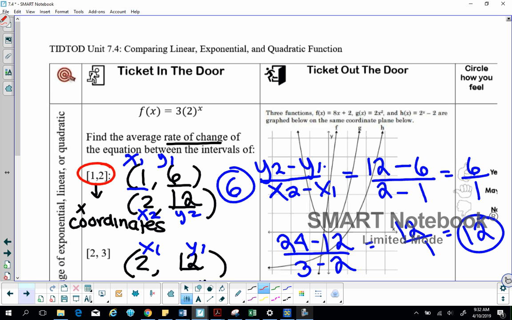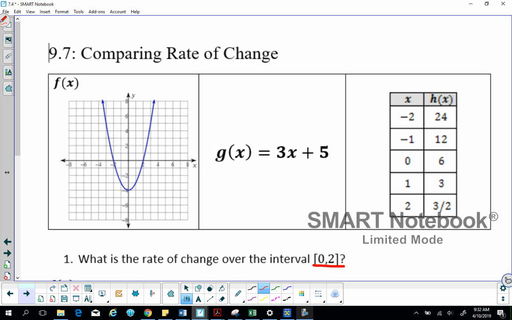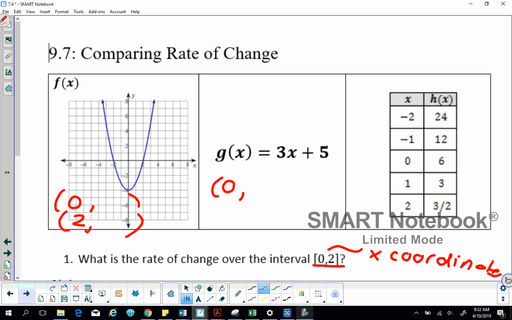The x coordinates. So this interval right here means over these x coordinates. I don't want you guys to get confused. I think that's a point. If it says an interval, that means those two are the x coordinates. So they want you to find 0 and 2 on this graph. Find the y coordinates. 0 and 2 on this one. And 0 and 2 on this one. So you're finding where x is 0 and x is 2 on all three of those.